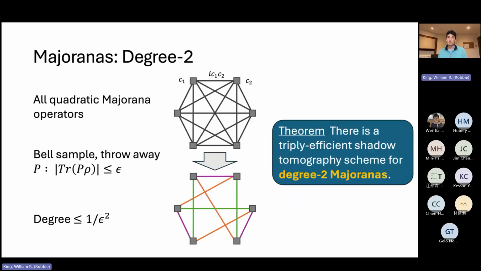Okay, so a first example is we can look at the degree 2 Majorana operators. Now, in fact, you know what? Maybe I should skip forwards a bit if I should finish. Let's see.